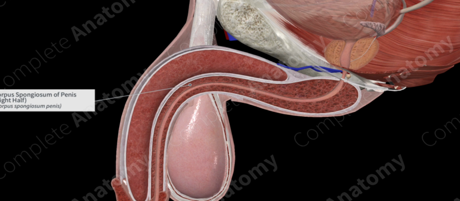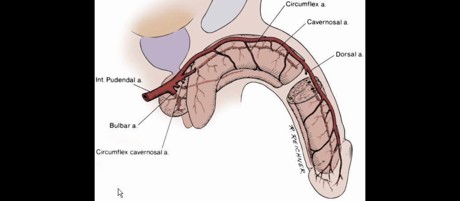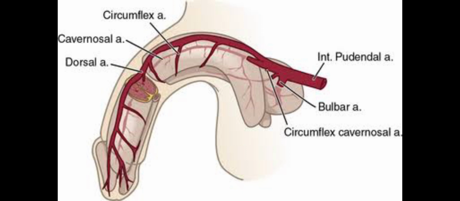Now coming to the blood supply of the penis and the urethra. The main blood supply to the urethra is from the internal iliac artery, and from the anterior division of the internal iliac artery we receive the internal pudendal artery. At the base of the penis, this pudendal artery gives the common penile artery, which is divided into three main branches. One is the dorsal penile artery, the other is the bulbar artery, and the other is the urethral artery.